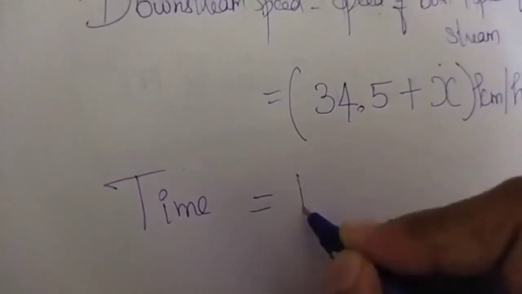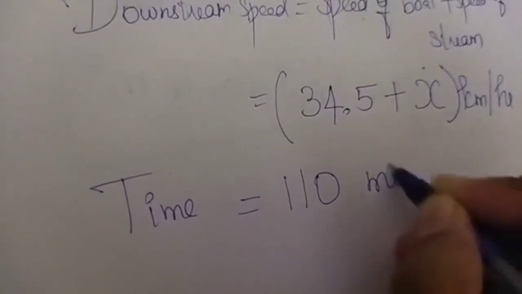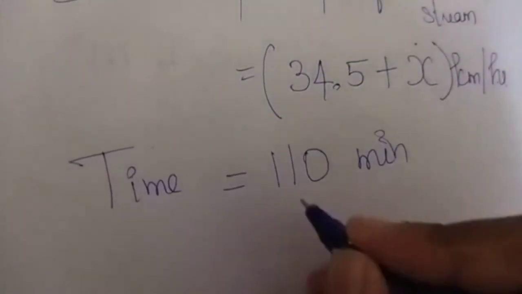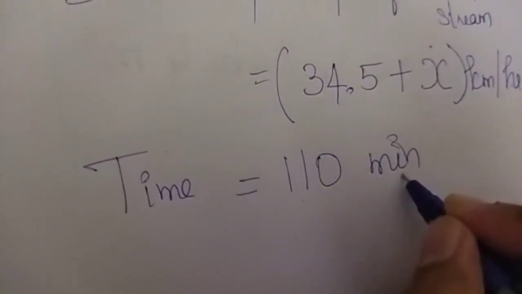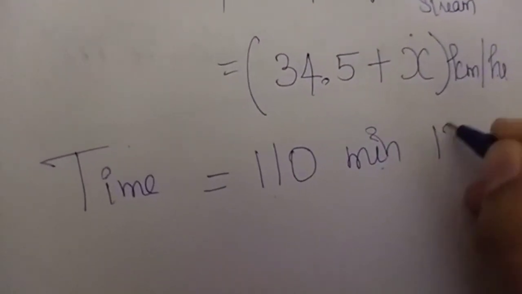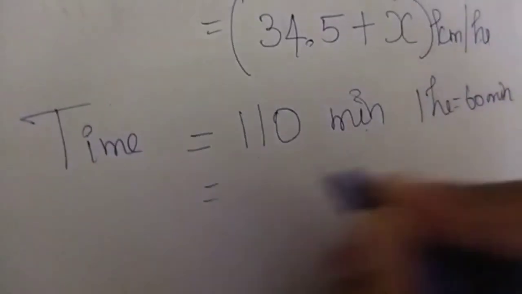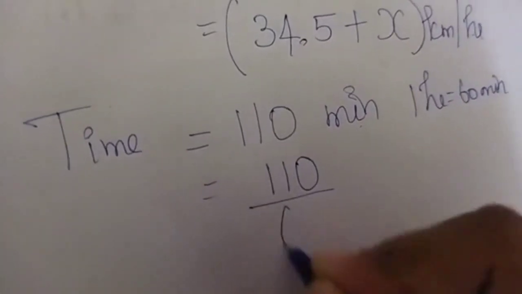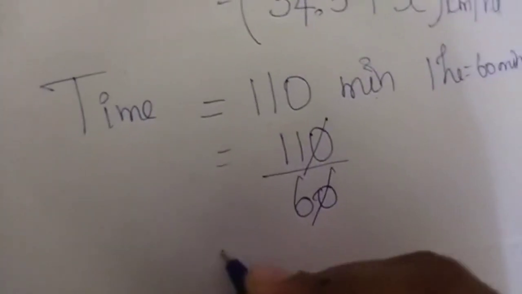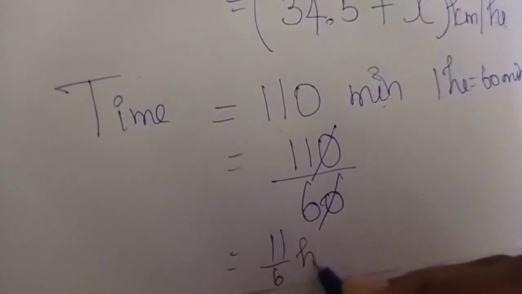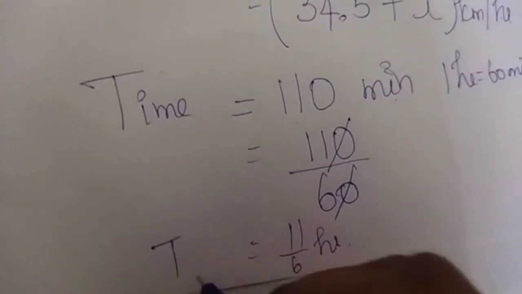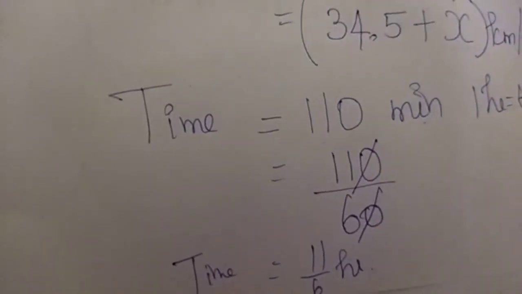Downstream time is given as 110 minutes. Speed is in kilometer per hour, so we need to convert this also to hours. 1 hour is equal to 60 minutes. Dividing by 60, 110 divided by 60, the 0 gets cancelled. We get 11 by 6 hour. So time is equal to 11 by 6 hour.